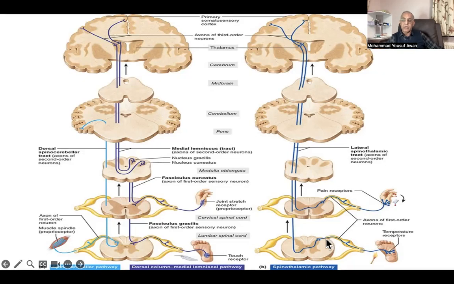So the anterior spinothalamic tract carries the sensations of touch, temperature, and pain. The posterior column fibers carry the sensation of joint position sense, vibration sense, and fine touch.